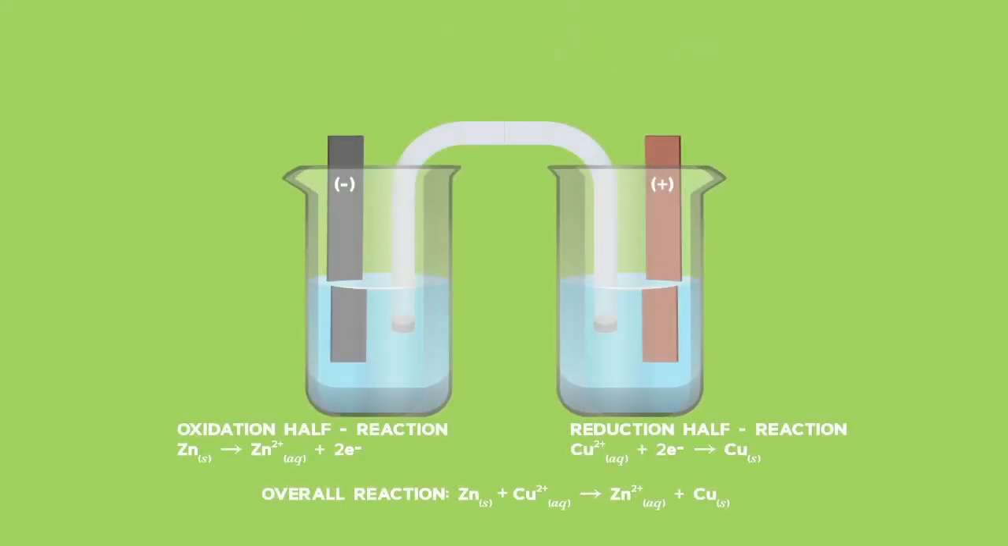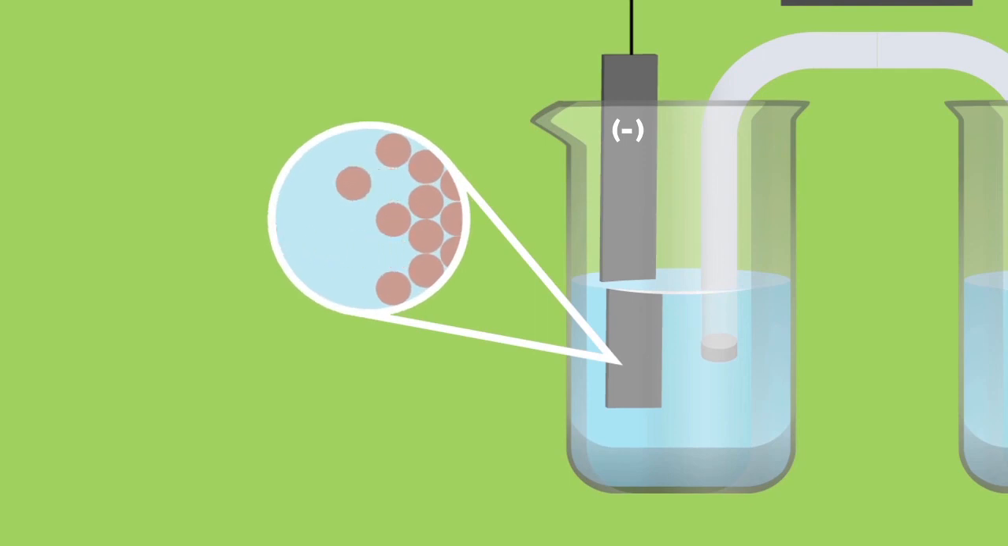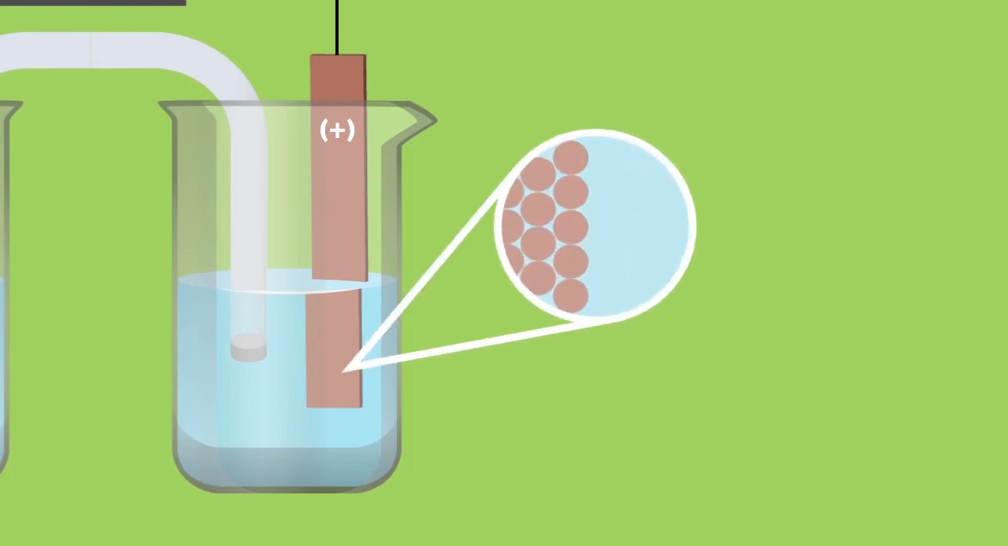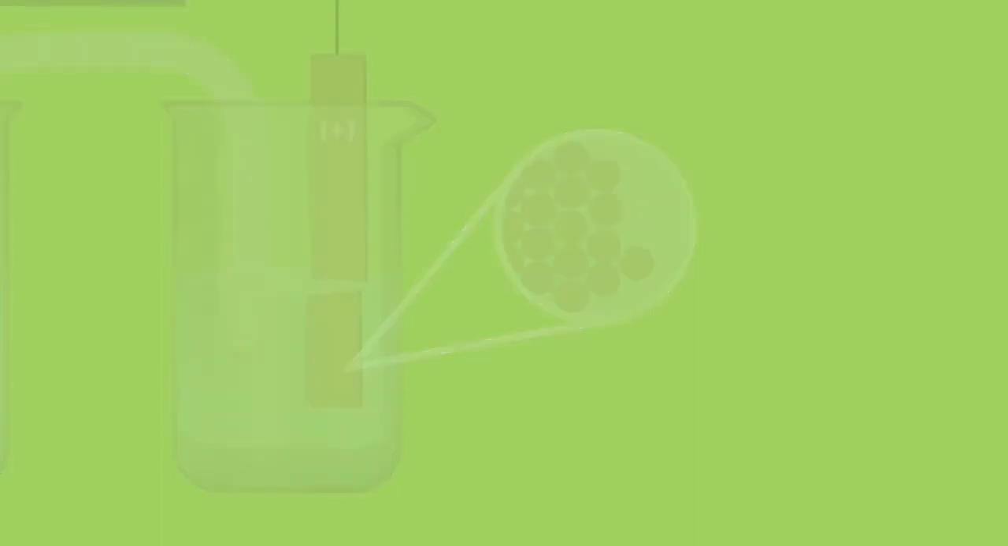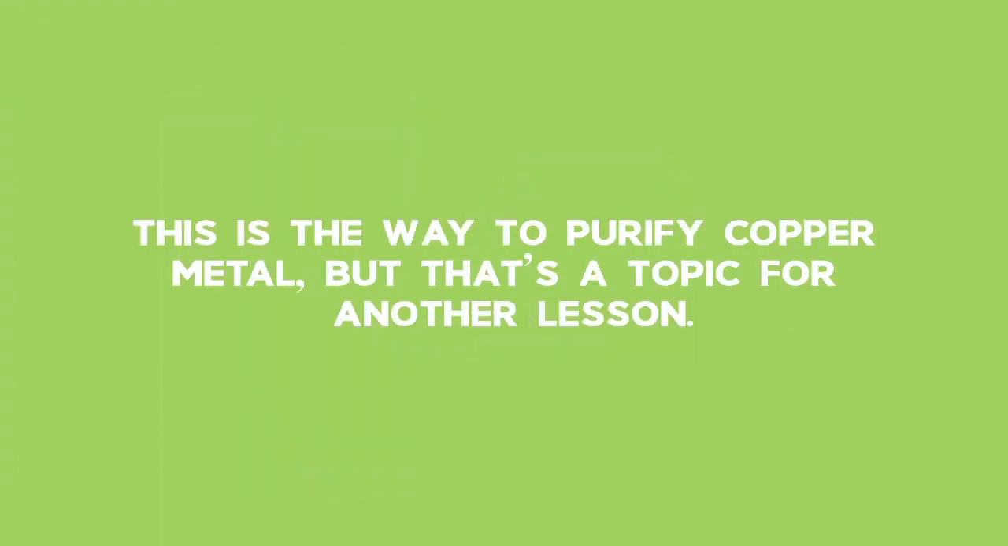Something really strange happens during this process. The zinc turns into soluble ions, which then move into the cell. The copper ions turning into copper metal make the electrode grow. In fact, this is the way to purify copper metal, but that's a topic for another lesson.